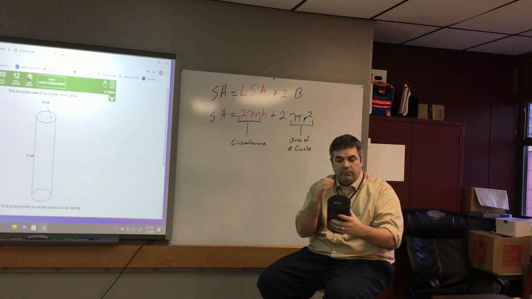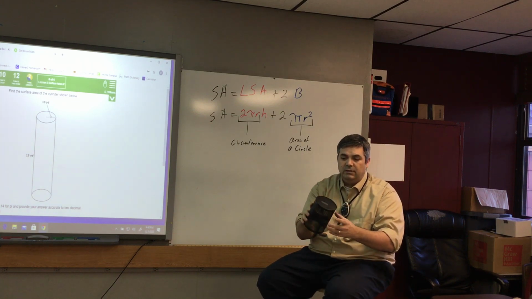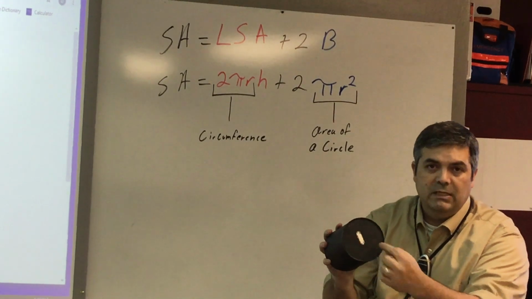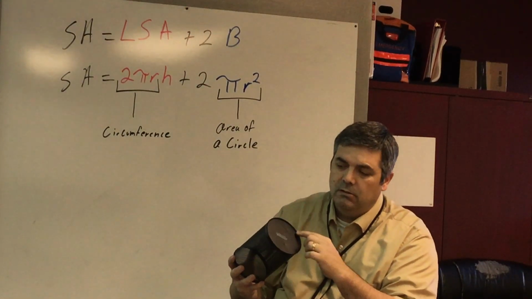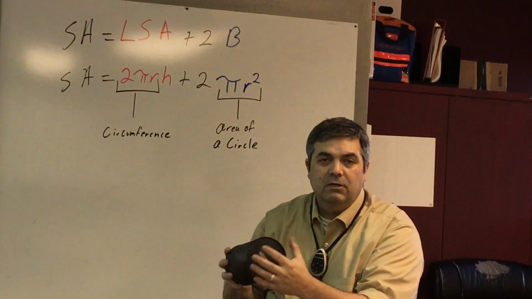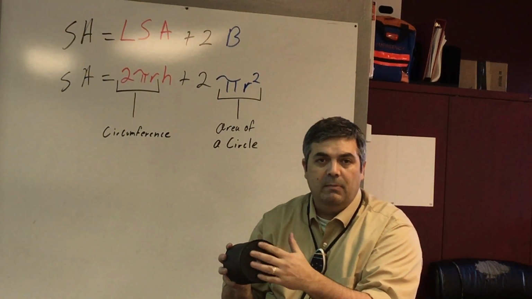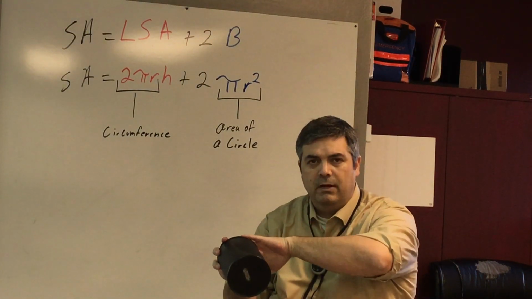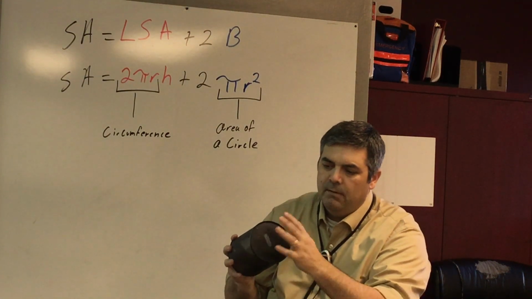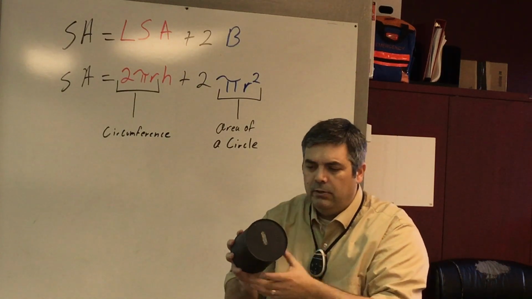Well, the first thing you need to find is the surface area of the bases. Well, those aren't too bad because those are really just circles, right? So I'm just going to use the area of the circle to find my bases. Okay, now remember there's two of them. There's the top and then there's the bottom. So we got that.